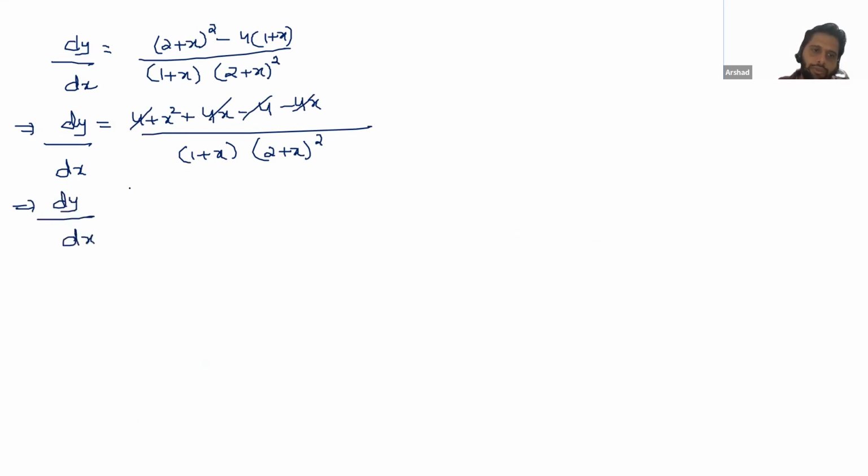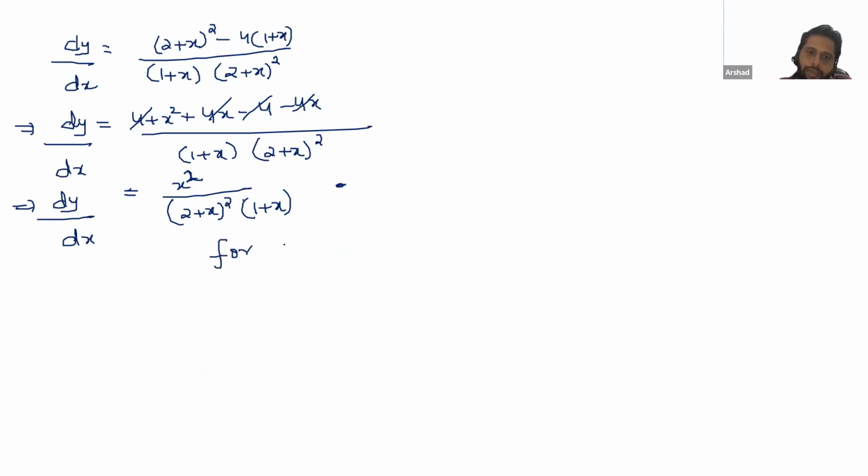Now you will get dy by dx equal to what? x square by 2 plus x whole square into 1 plus x. So we get this value of dy by dx. Now we can decide from this function whether it is positive or not. If we see the question, they were saying for x greater than minus 1.